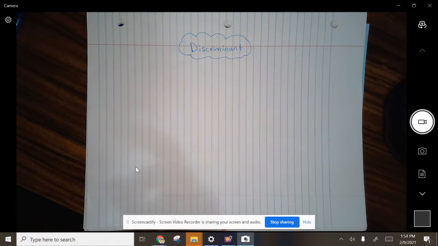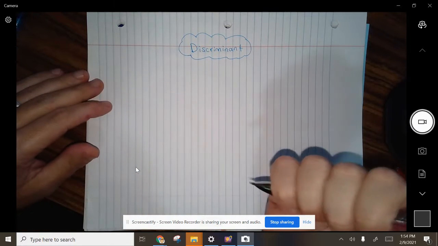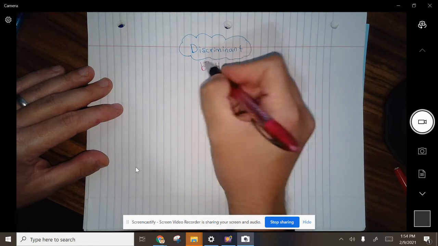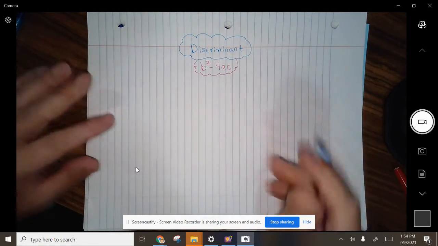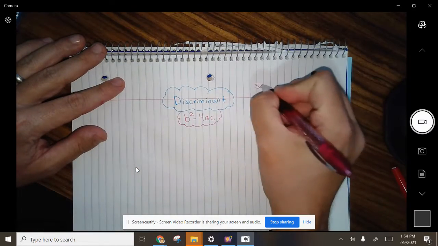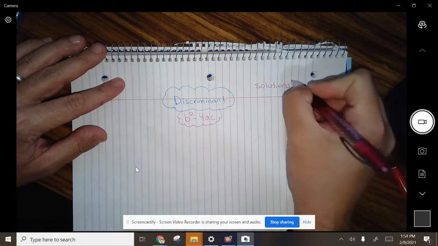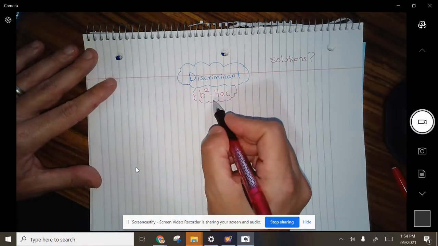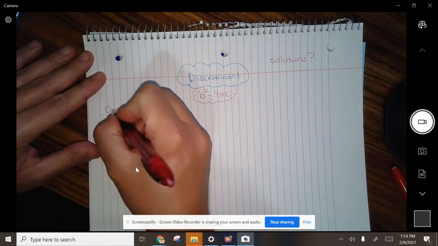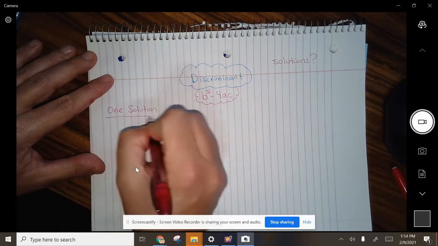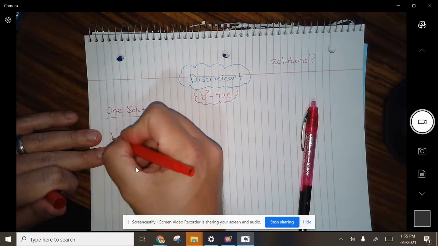Okay, so when we look at this again, the discriminant is b squared, and that's just our tool to solve these kinds of problems, to figure out how many solutions. The whole idea is to figure out how many answers, how many solutions. For this, when you do this one and you get one solution, that means that you've done b squared minus 4ac.